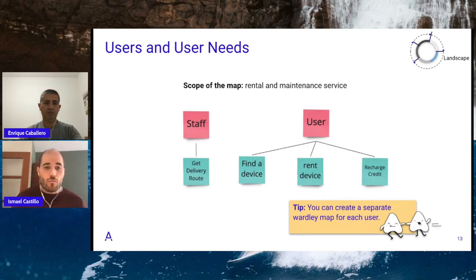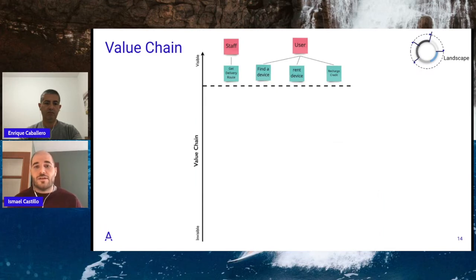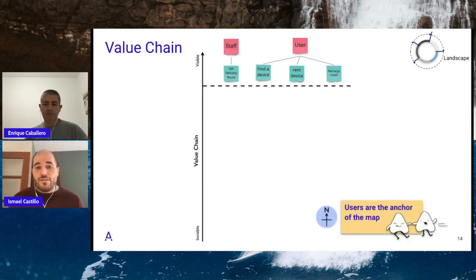With all of that, the second step is to create a value chain. And this chain will be the vertical axis of our Wardley map. At the top, we have the elements that are more visible to the users, and at the bottom, we have the ones that are less visible to them. But don't worry, because users don't need to know about this. Remember that users are the anchor of our map. They have to be always on the top, and there is nothing that can be over their position.